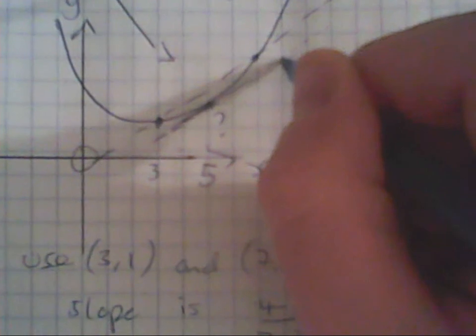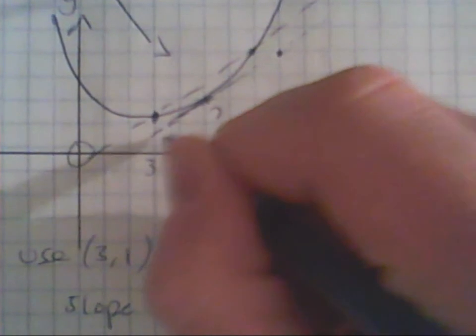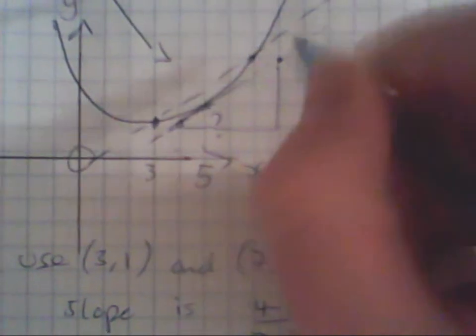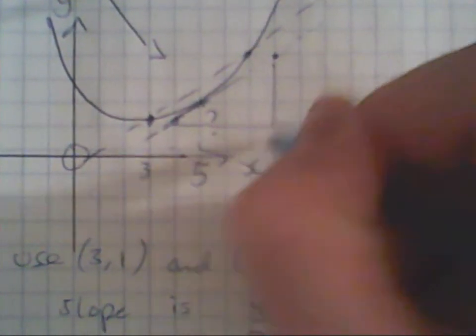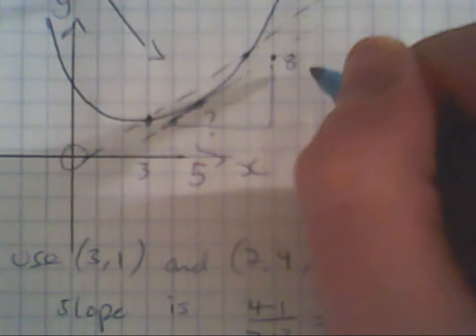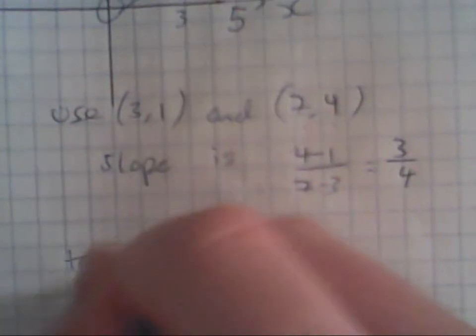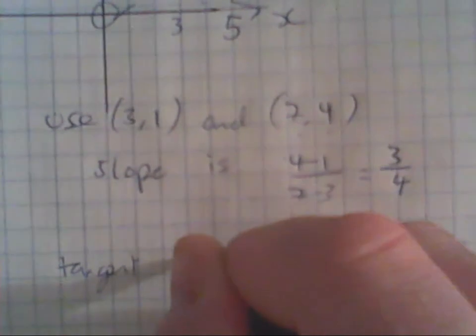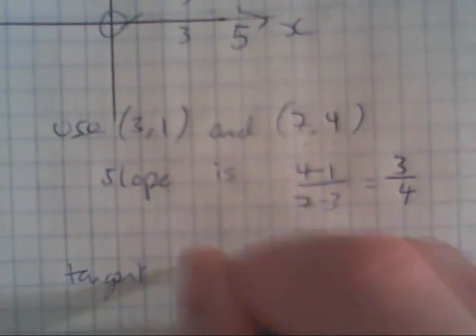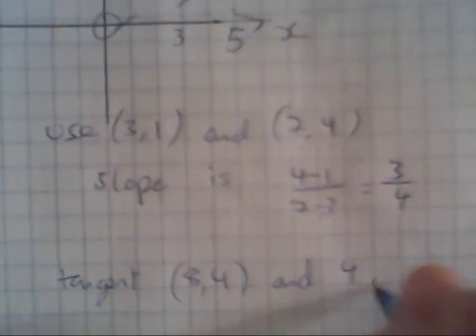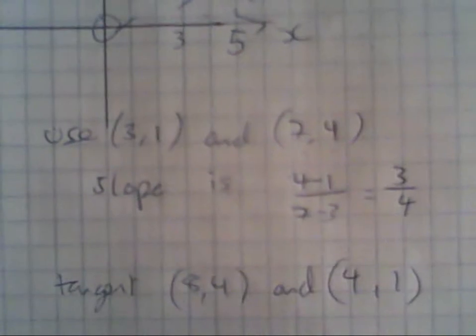I'm going to pick a point there and form a triangle there. It's a bit rough, but I guess there. So the triangle I'm forming is going to be actually 8, 4, and 4, 1. So when I come to do my instantaneous rate of change using a tangent, I'm actually going to use the points 8, 4 and 4, 1.